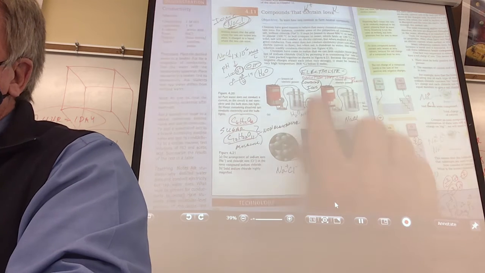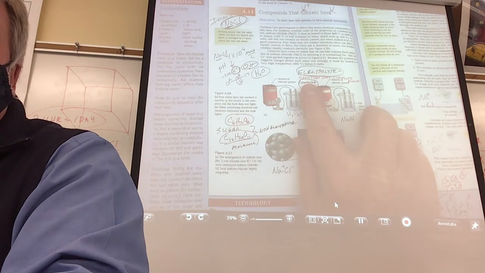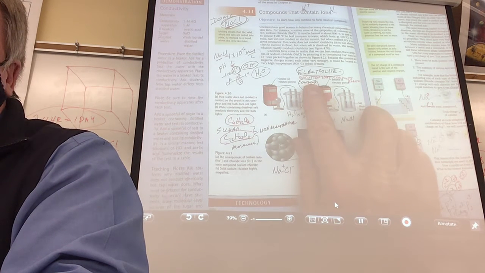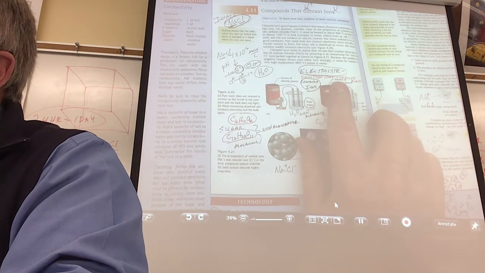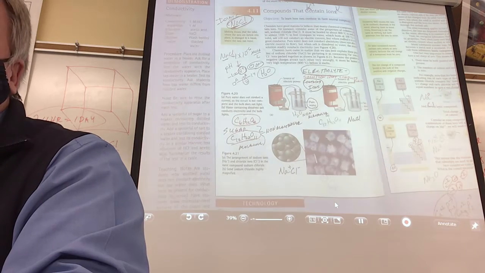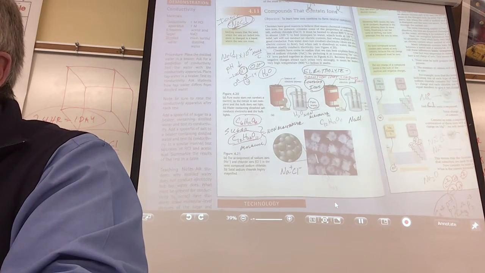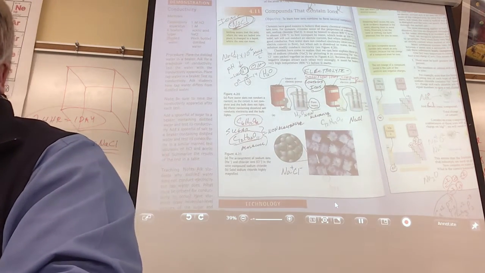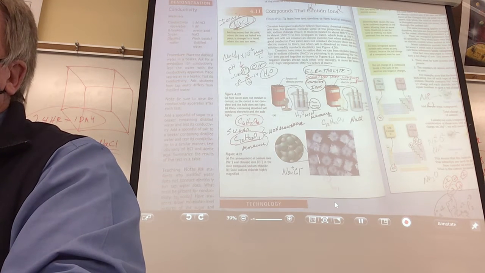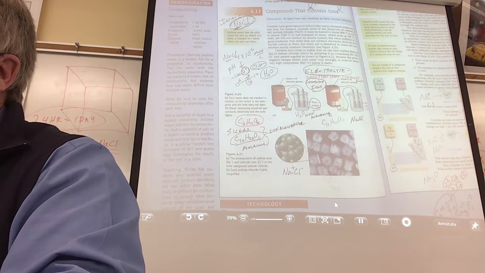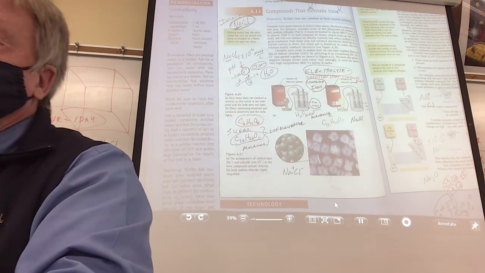Now, what is an electrolyte? It is a solution that does what? It's a solution that conducts electricity. And you know why? Because it has ions in it. The ions will move the charge from one side to the other. So it's a solution that conducts electricity because it has ions. All right, so here we go.